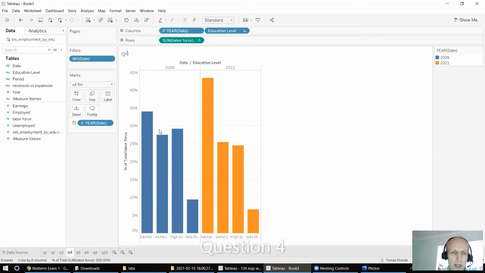Fantastic. We see clearly that the share of people with a bachelor's degree has jumped up from 33% to 43%. Share of people with less than high school education dropped from 9% to about 6%.